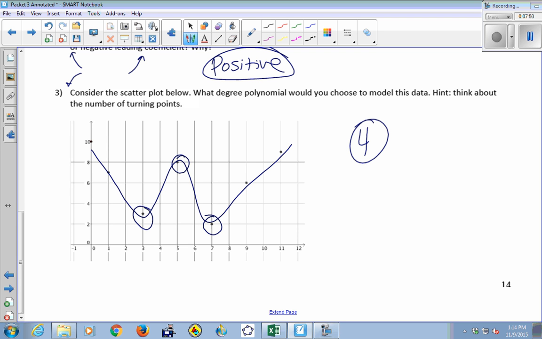I could choose any even degree, right? Because of the both arms up thing, I definitely want to choose an even degree, and it needs to be at least 4. So I could choose 4 or 6 or 8. But typically when you're choosing a model, you choose the simplest one possible that will capture the data. So we would choose the lowest possible degree of 4. Yeah, you can definitely model that with a 6th degree. You can create a 6th degree polynomial with only 3 extrema.